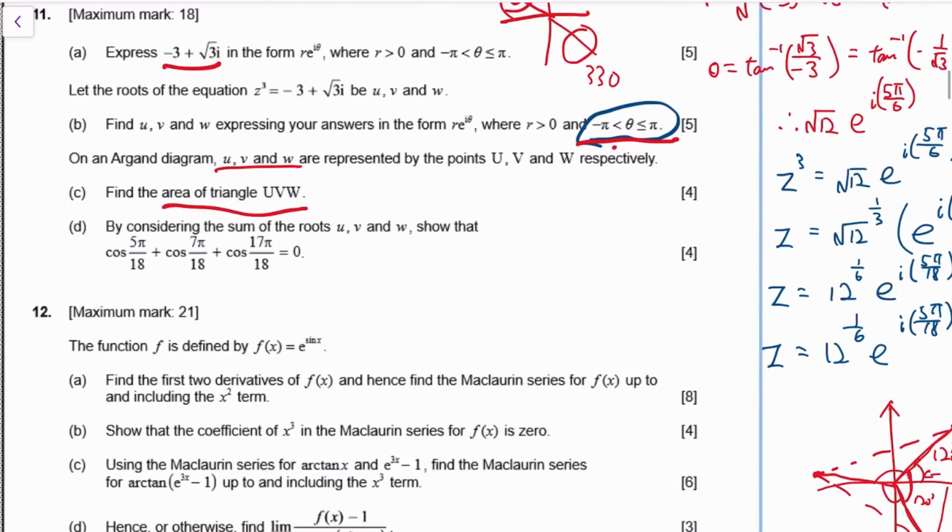Well, by considering the sum of roots, show that this is 0. Okay, interesting.